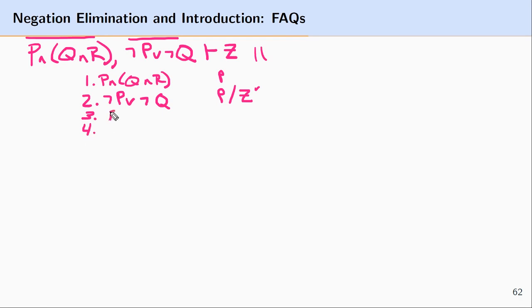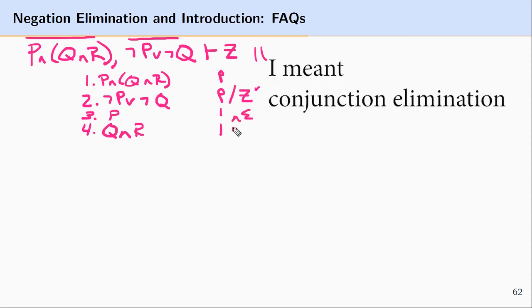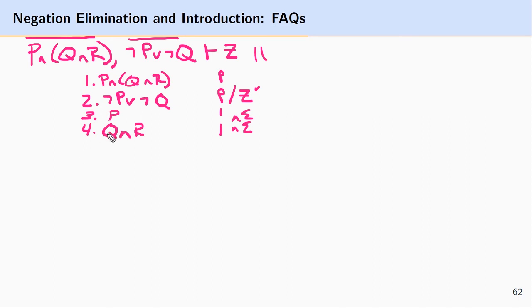I'm going to write P at line 3 and then Q and R at line 4. And both of these formulas are derived using the negation elimination rule from line 1. So now I'm looking at the two formulas I derived, and I'm also looking at these negation Q and negation P. And I'm saying, well, I think I could maybe derive a contradiction using line 2 and then maybe Q from line 4.